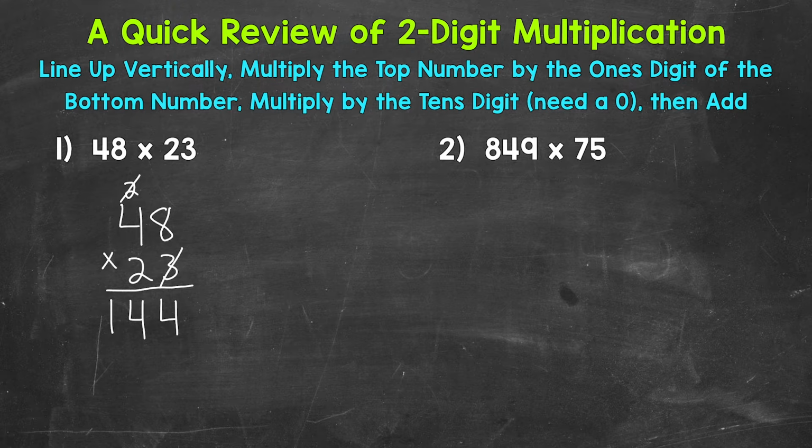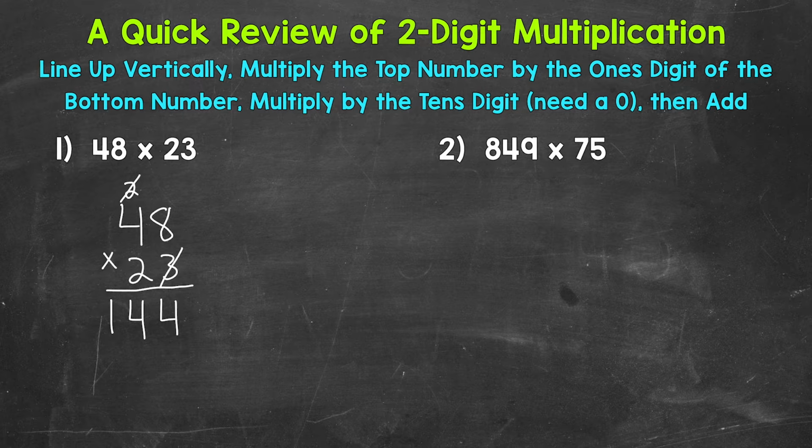That way we know we're done with that 3 and the carried 2, and we can move forward. So our next step, we're going to multiply the top number by the tens digit of the bottom number. So the 2 from 23. Now we do need a 0 since we are moving over to the tens place, and that 2 has a value of 20.